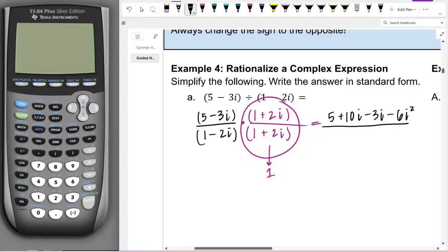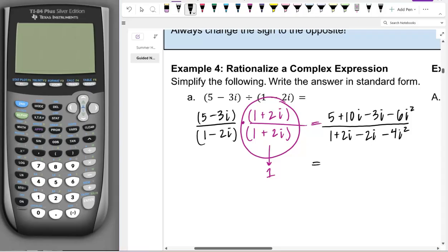Similarly, on the bottom, you're going to FOIL. 1 times 1 is 1. 1 times 2i is 2i. Negative 2i times 1 is negative 2i. So notice we got opposites there, negative 2i and positive 2i. Negative 2i times 2i gives you negative 4i squared.